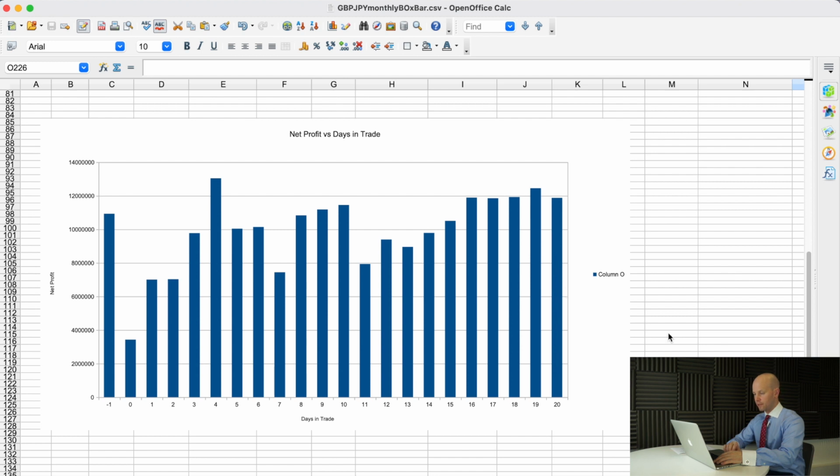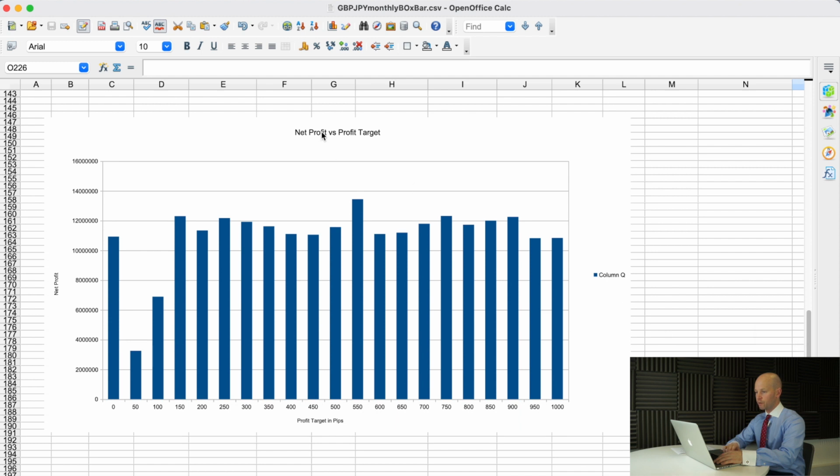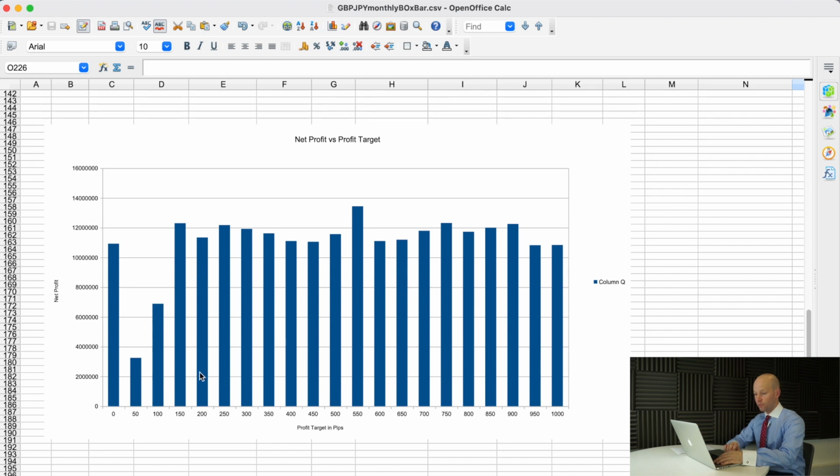Now let's have a look at the next study, which was the pip profit target. So you see we've got net profit versus profit target. And I've done a test using no target whatsoever, and then I've gone from 50 pips all the way to 1,000 pips. And again, nice and stable. Anything above 100, so from 150 through to 1,000, is pretty stable. 550 looks the best, but it does just look like an outlier. So probably a similar story to exiting after X days because it's a trend following strategy. We don't really want to limit ourselves.